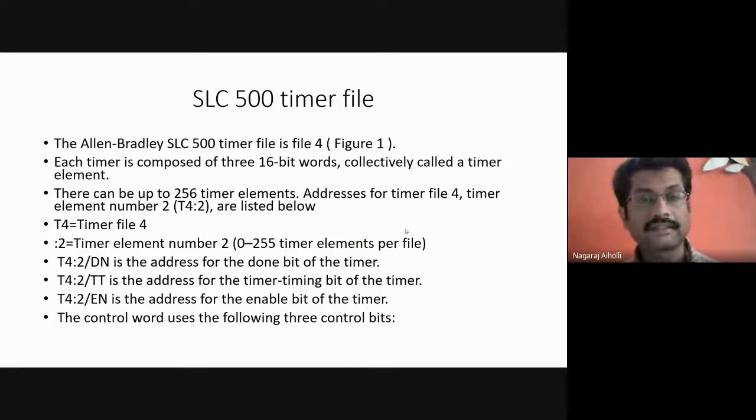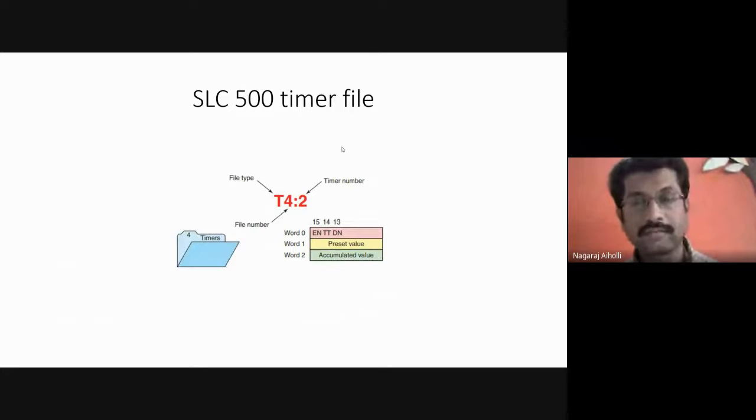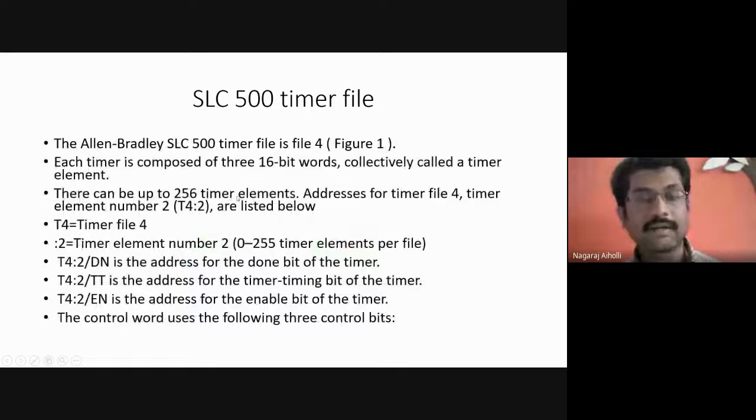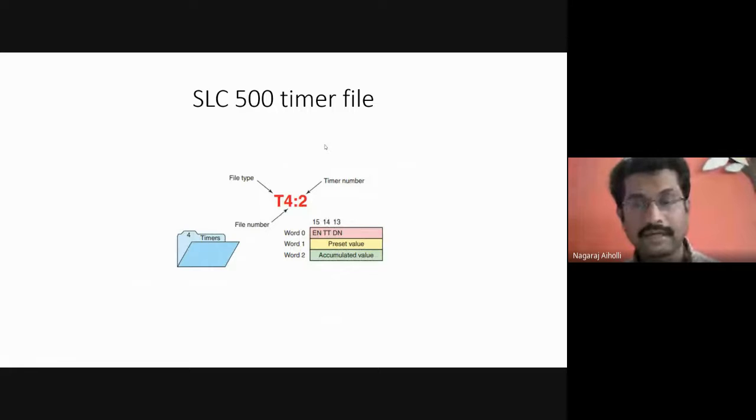The Allen Bradley SLC 500 timer file is file number 4 as shown in figure 1. Each timer is composed of 3 16-bit words. Every timer has 3 words, that is 3 16-bit words, and it is called a timer element. So this timer which has 3 words each of 16 bits is called one timer element. There can be up to 256 timer elements. So like this, we have one timer here, one timer element. Like this, there can be a maximum of 256 timer elements.